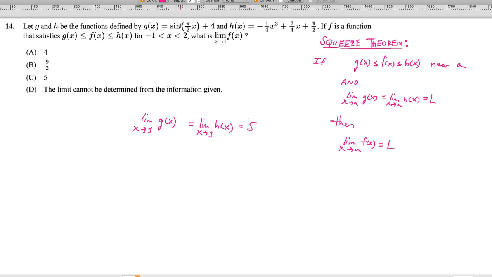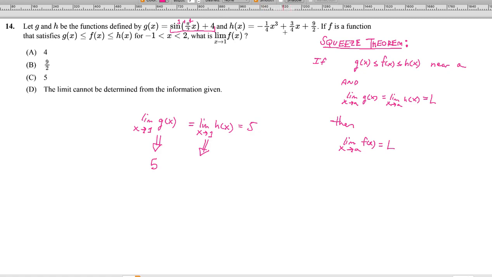If you look at the limit of this function as x gets closer and closer to 1, the sine's inside value is getting closer and closer to pi over 2. Sine of pi over 2 is 1, and then plus 4 is 5. So the limit as x goes to 1 of g of x is just 5.